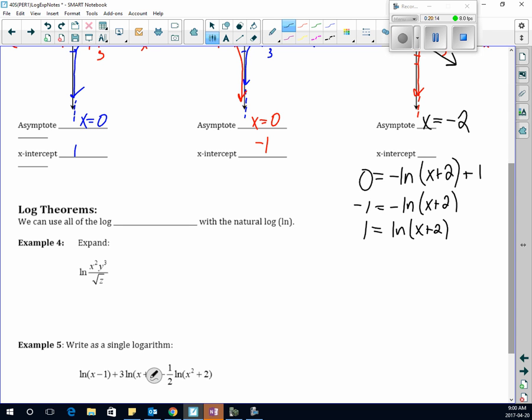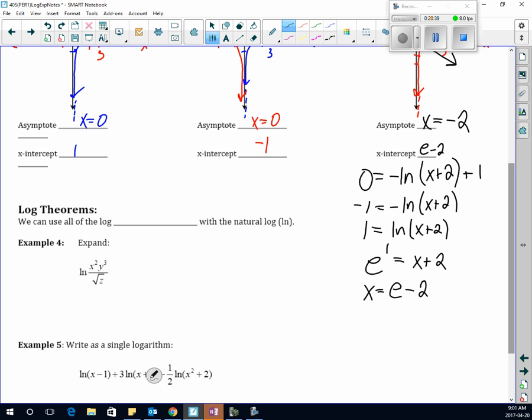Now, how do I solve a log graph? We learned this yesterday or 2 days ago. Exponentialize, right? So, what's the base of this? E. So, e to the power 1 equals x plus 2. So, x-intercept is e minus 2. And that's exactly what you said. So, good job.